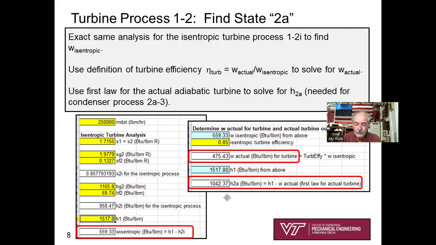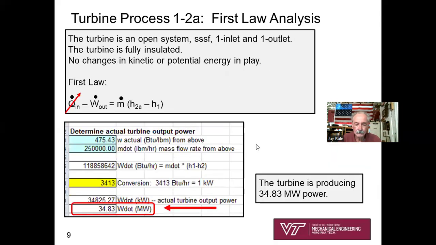Why did I even need to do that? Well, because I've got W actual to get the turbine output power, I just multiply this by 250,000 to get the actual output power. The reason I need H2 actual is because I'm looking ahead to analyze the condenser process. So just as I said, W actual, we determined from our analysis and applying turbine efficiency. M dot is given. So W dot is this huge number of BTUs per hour.